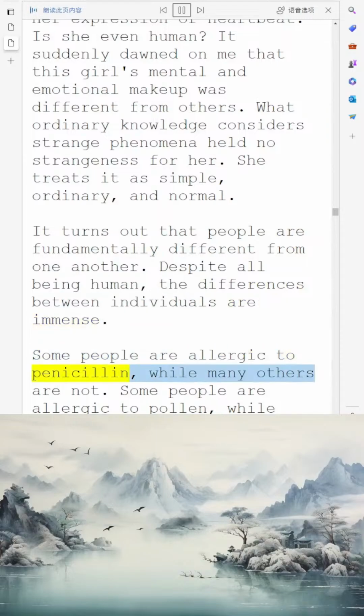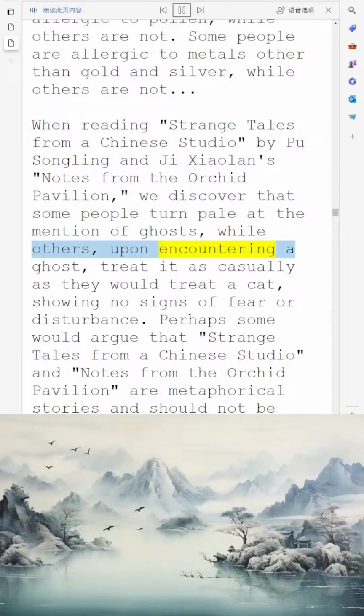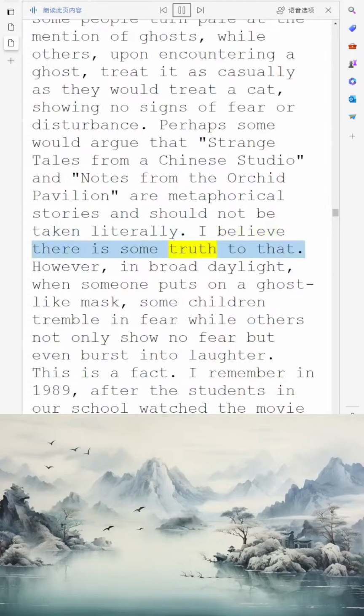Some people are allergic to penicillin, while many others are not. Some people are allergic to pollen, while others are not. Some people are allergic to metals other than gold and silver, while others are not. When reading Strange Tales from a Chinese Studio by Pu Songling and Ji Xiaolan's Notes from the Orchid Pavilion, we discover that some people turn pale at the mention of ghosts, while others, upon encountering a ghost, treat it as casually as they would treat a cat, showing no signs of fear or disturbance. Perhaps some would argue that Strange Tales from a Chinese Studio and Notes from the Orchid Pavilion are metaphorical stories and should not be taken literally. I believe there is some truth to that.